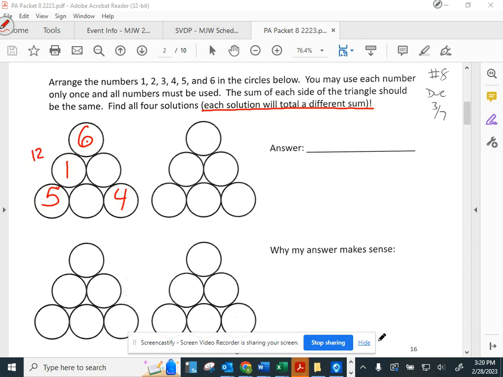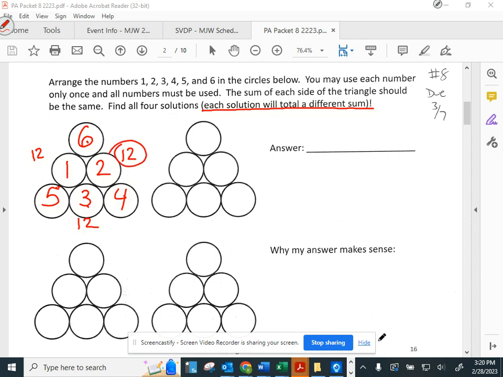So I want my other 2 sides to equal 12. 6 plus 4 is 10, plus 2 equals 12. 5 plus 4 is 9, plus 3 equals 12. So each of my sides equal 12. I've used each number one time. 1, 2, 3, 4, 5, 6. So I've already shown us how to do it with the sides equaling 12.